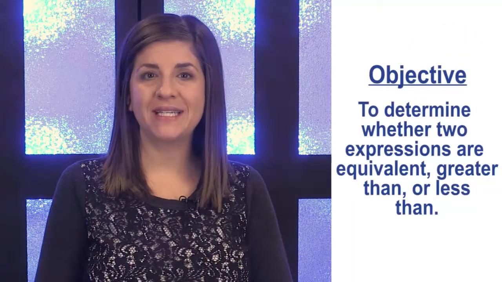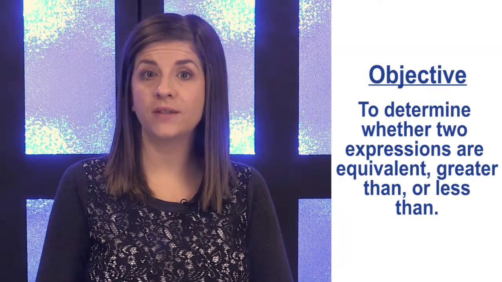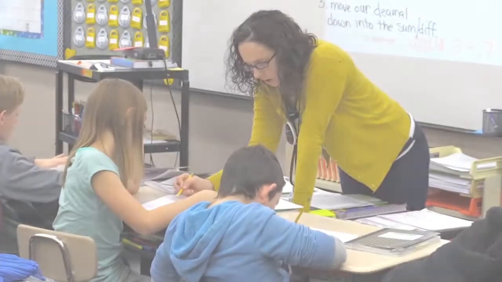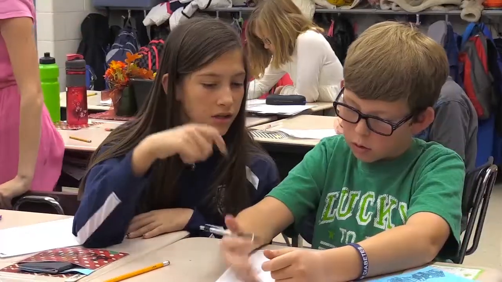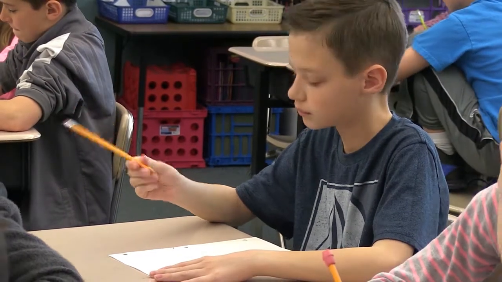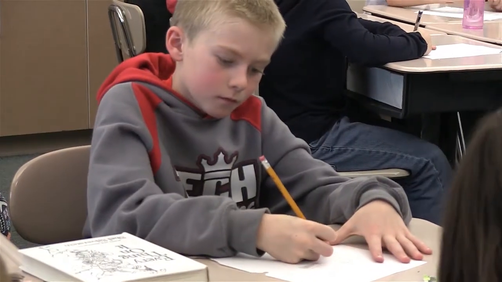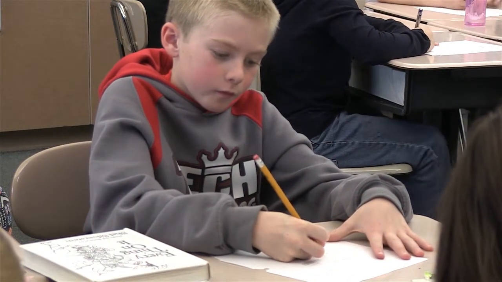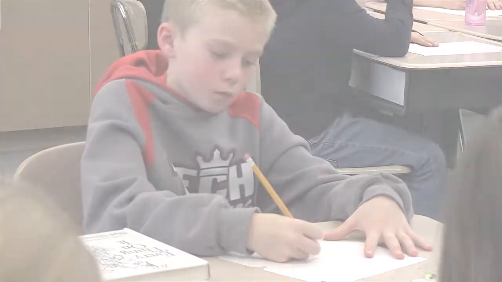The objective of this lesson is to determine whether two expressions are equivalent, greater than, or less than. In previous lessons, students have learned how to write, read, and generate expressions and equations. Students have learned how to substitute numbers for variables to make inequalities true or false. Today, they will extend their knowledge by evaluating two expressions and determine the relationship between those two expressions.